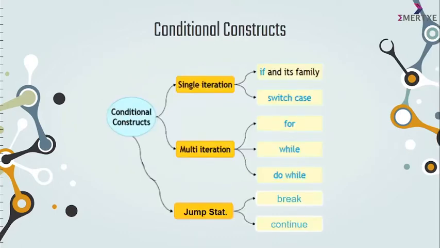Conditional constructs are classified into three types: single iteration, multi-iteration, and jump statement. Single iteration are if and its family, and switch case. Multi-iteration are for, while, and do while. Jump statements are break and continue.